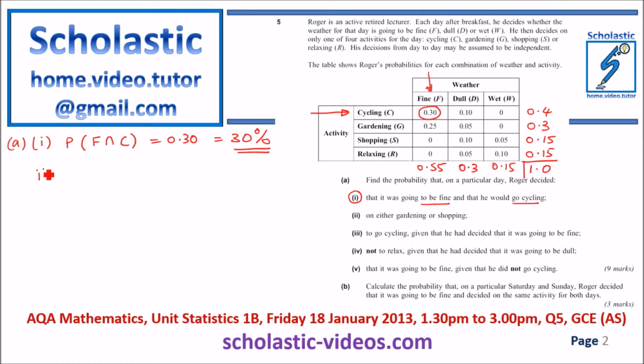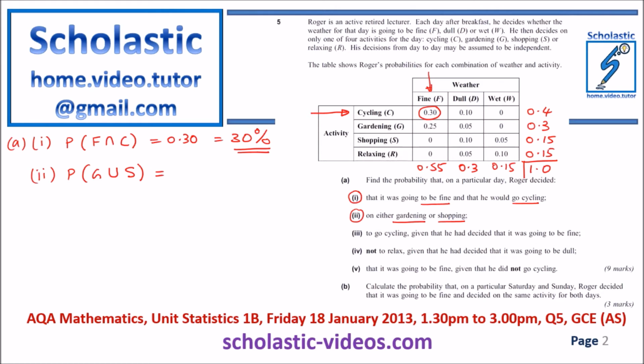Let's go for part 2. Probability that he said either gardening or shopping. In this case, either means gardening union shopping. Either gardening or shopping is a union.